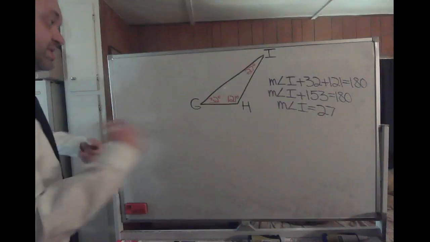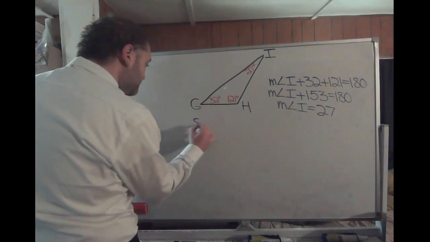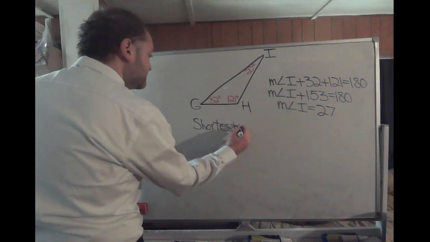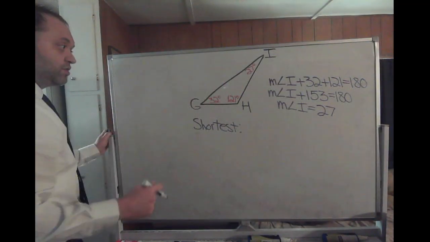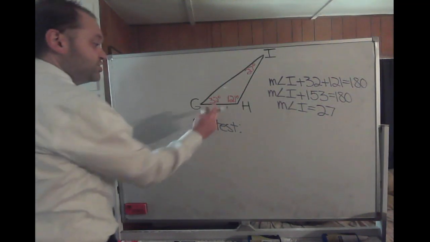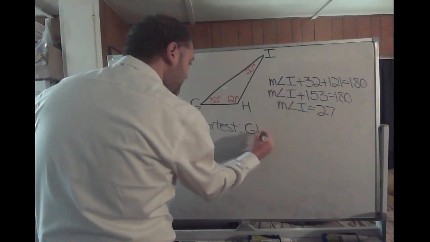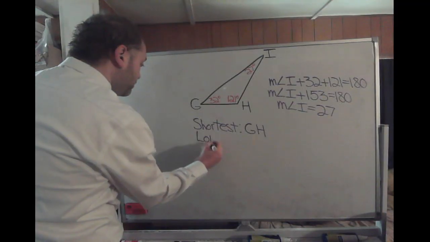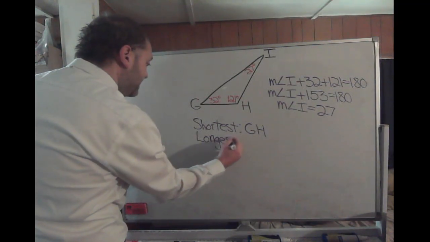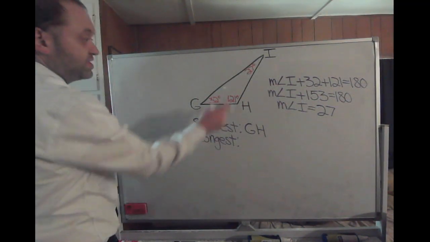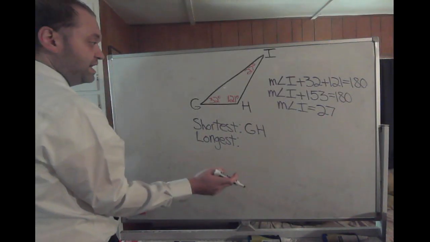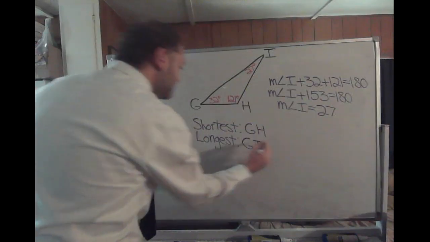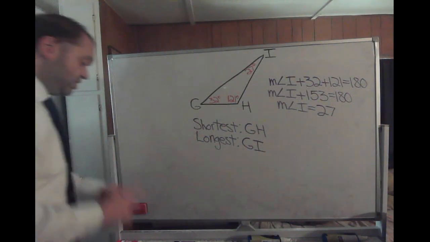So the shortest side, of course, is going to be the side opposite the smallest angle, which in this case is 27 degrees. The side opposite that is GH. So side GH is your shortest side. And then, of course, your longest side will be the side opposite the largest angle, which is 121 degrees. The side opposite that is GI. So GI would hands down be your longest side of the triangle.